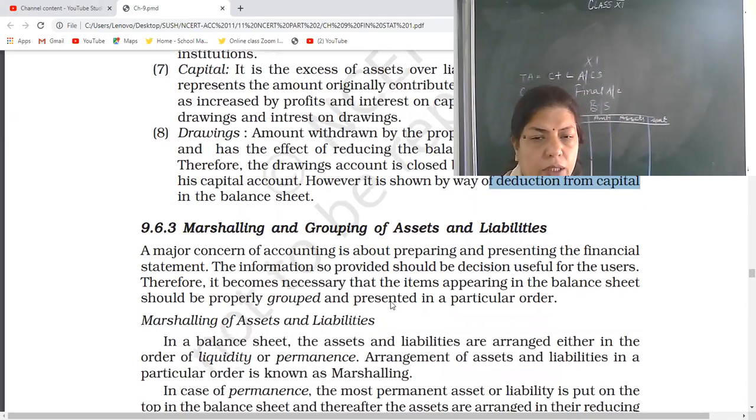Yes. Now the different term, marshalling and grouping of asset and liabilities. See, marshalling and grouping means assets and liabilities can be shown in different ways.